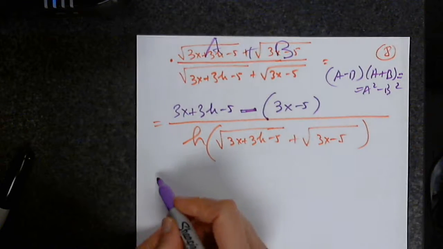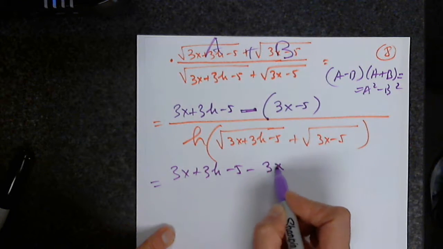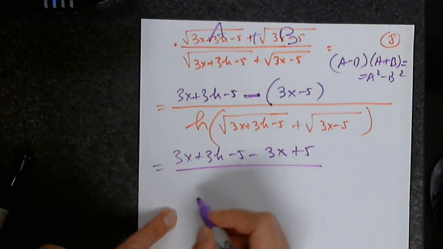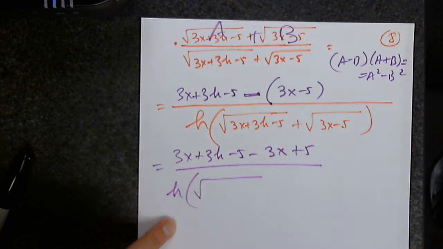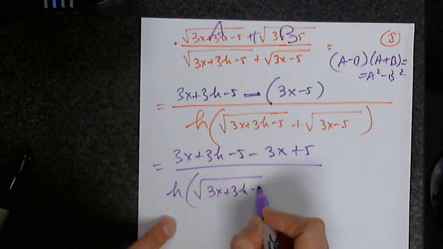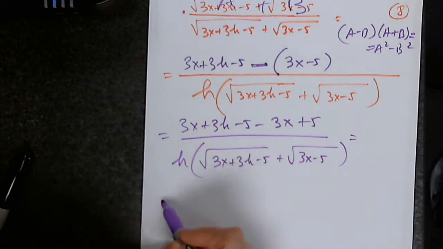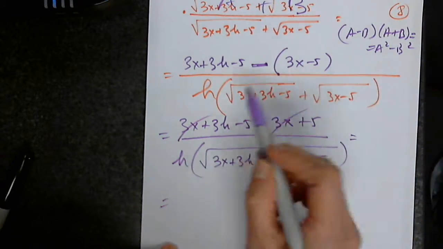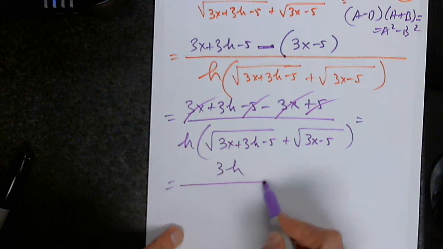Okay, so now I distribute: 3x plus 3h minus 5 minus 3x plus 5, over h. I know all terms without h have to go away from the top, and I have to get rid of the h in the denominator. So 3x plus 3h minus 5 plus the square root of 3x minus 5. So these two go away, these two go away. There is a 3h left at the top.